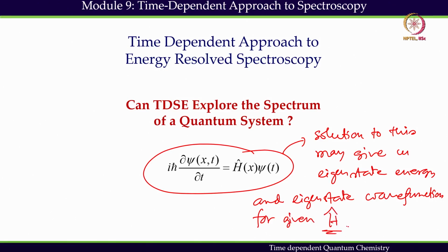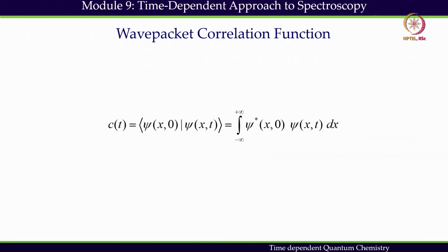So yes, TDSE can explore the spectrum of a quantum system. This is what we are going to see. And in order to realize that, what we need to understand is called wave packet correlation function. What is wave packet correlation function?